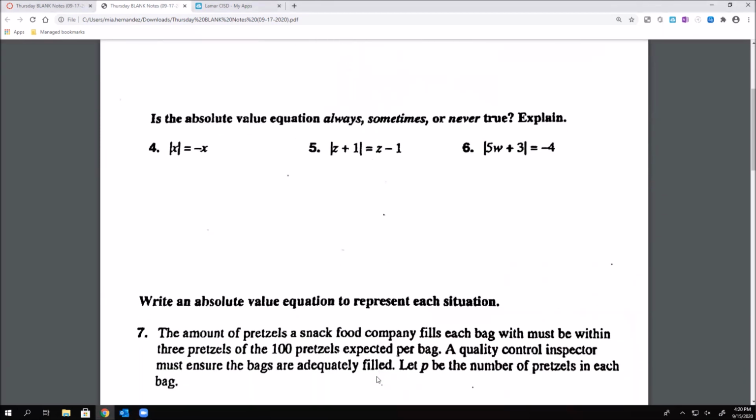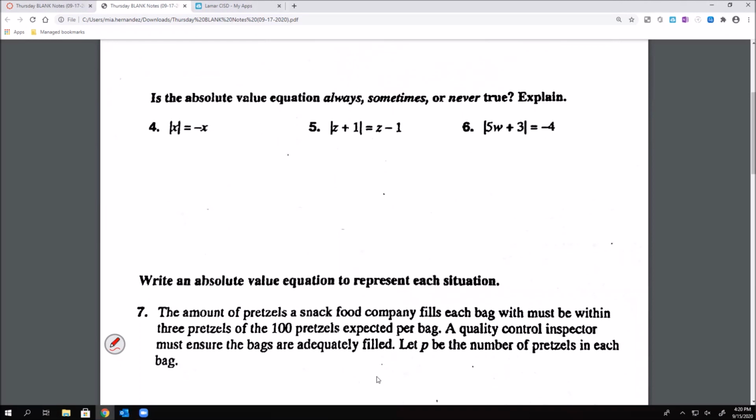So we're going to go ahead and look at this next section. So looking at number 4, it says I have the absolute value of x equals -x, okay? So it asks, is the absolute value equation always, sometimes, or never true? And to explain. So if I look at number 4, so the absolute value of x equals -x. Now at first glance, we know everything that comes out of the absolute value sign should be positive, okay? So for example, let's say I put a 1 in there, so positive 1.